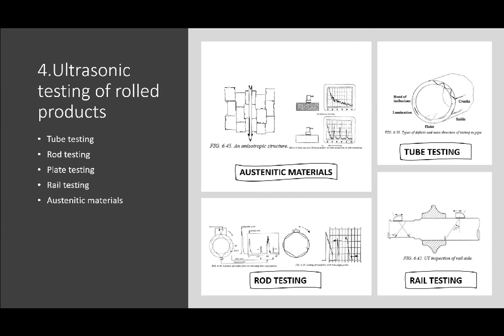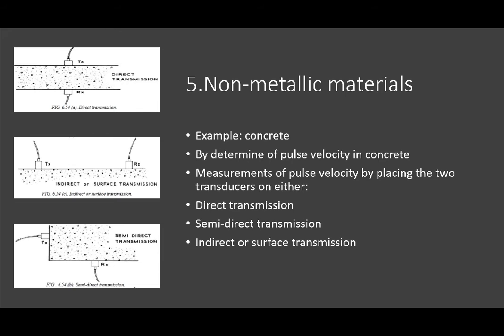Other than for welds, ultrasonic testing inspection is commonly used to inspect rolled products such as in tube testing. And the last one, ultrasonic testing inspection can also be used on non-metallic materials, for example concrete, by determining the velocity in concrete.